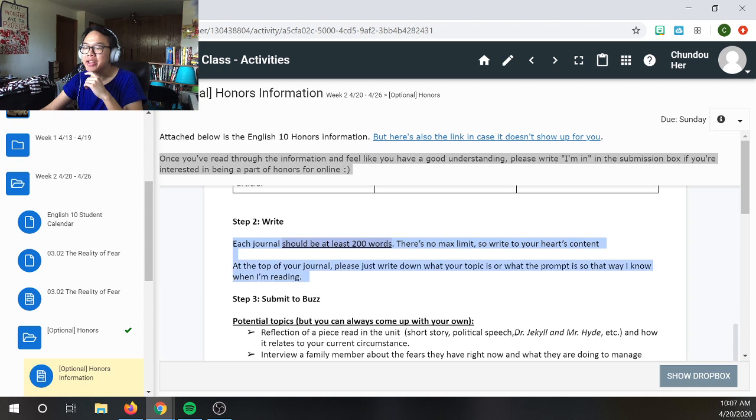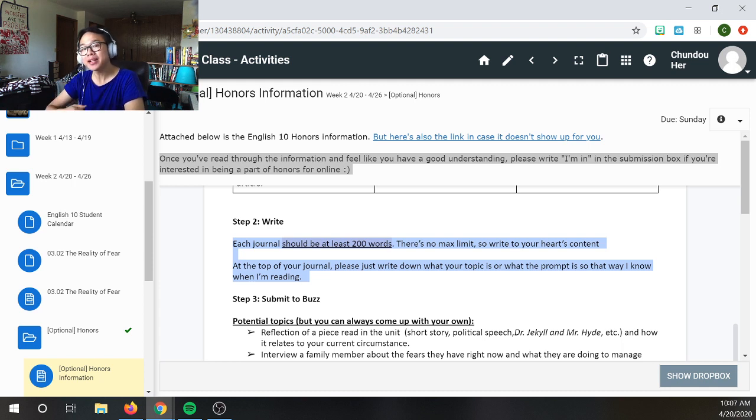Now, when you're writing, each journal should be at least 200 words. I'm just going to straight up say, this isn't a very excessive amount of writing that we're asking you to do as English 10 teachers. There's no maximum limit, so write to your heart's content. If you want to write me a short story for this, awesome, I will read your short story. If you want to write me a 500-word poem, awesome, I will read your poetry. I will really read anything that you write, and I will give you feedback on anything that you write.